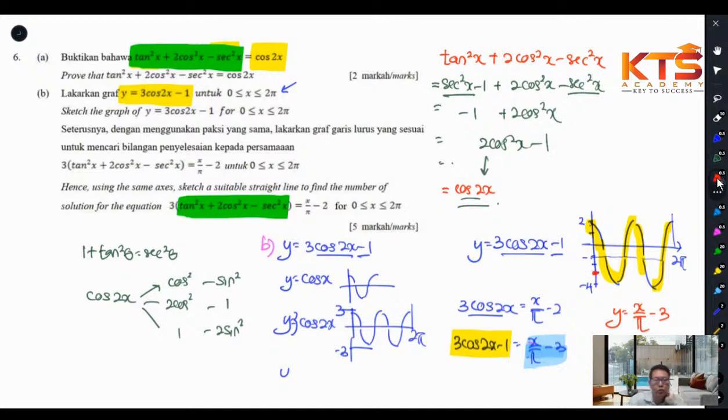When x equals to 2 pi, y equals to 2 minus 3, negative 1. So it will be negative 1 here. So let's connect. And how many solutions? Again, it is 4 solutions. Okay, 4 solutions. Like this. Again, full marks, 7 marks.